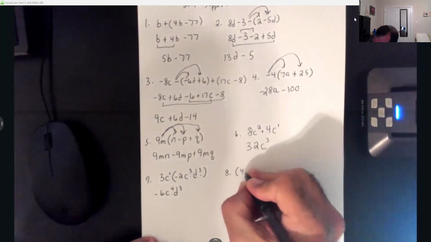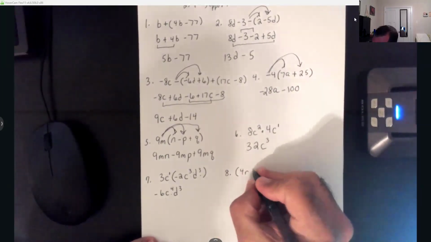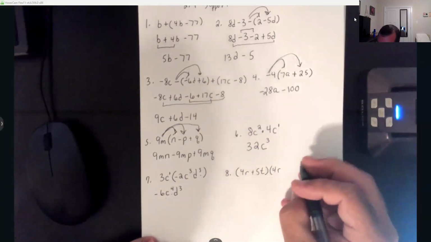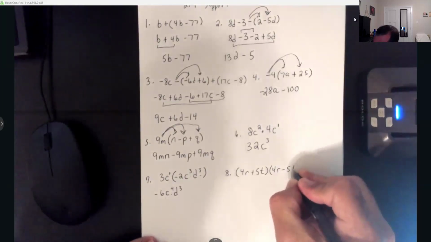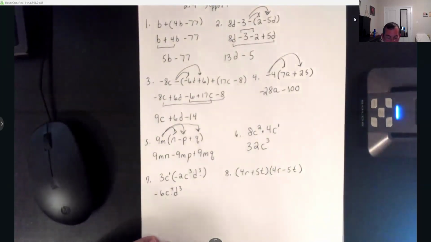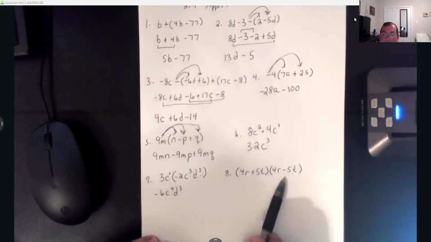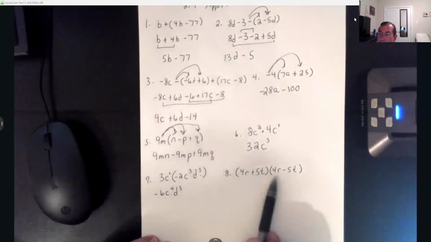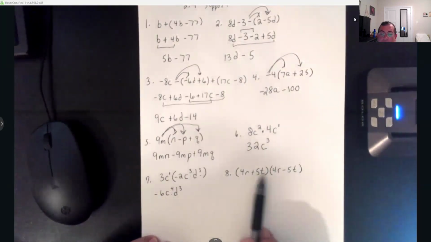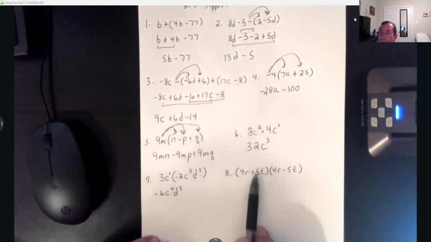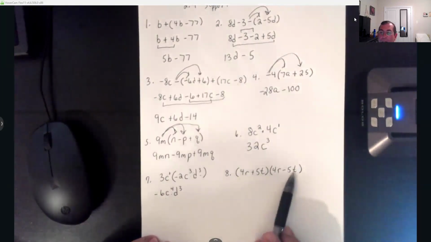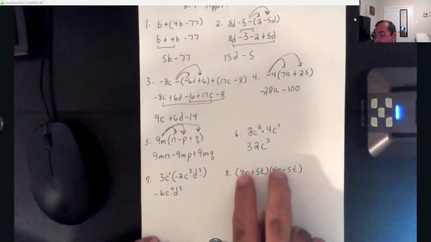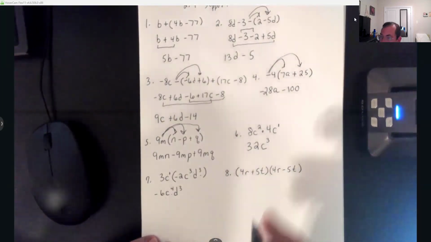All right, y'all. 4r plus 5t times 4r minus 5t. Now, y'all, I will tell you, when you got stuff that looks exactly the same like this, I don't know if they use this lingo in transitional, but these are called conjugate pairs. Conjugate pairs look the same other than the adding and subtracting. So watch what happens when you FOIL conjugate pairs.